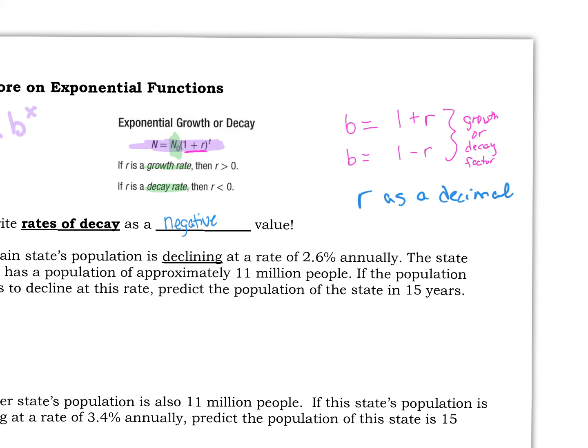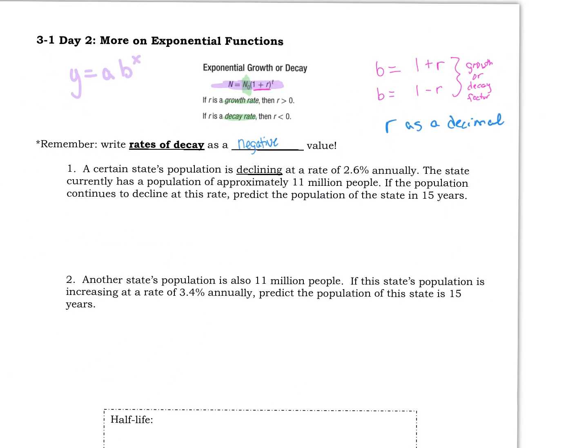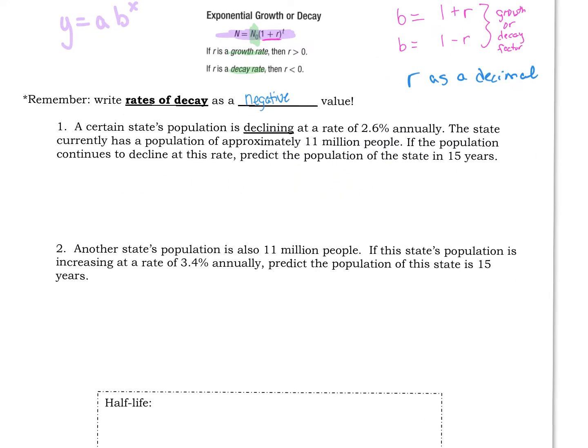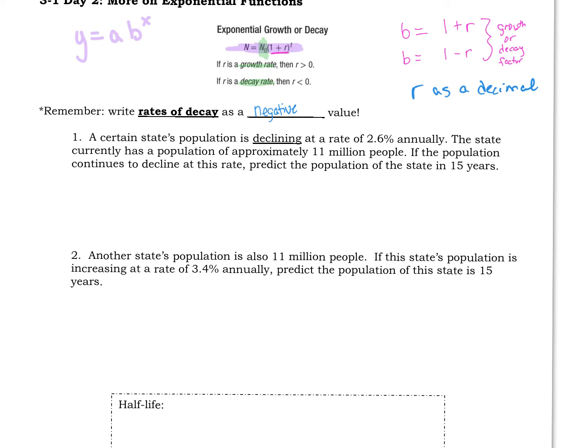Okay. All right. Let's look at a couple of examples here. It says a certain state's population is declining at a rate of 2.6% annually. The state currently has a population of approximately 11 million. The population continues to decline at this rate. Predict the population of the state in 15 years.